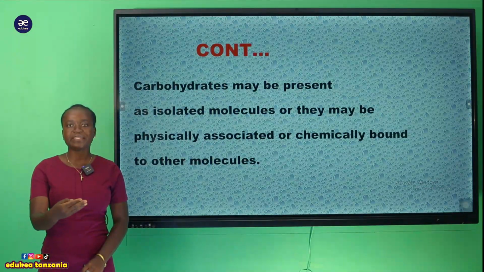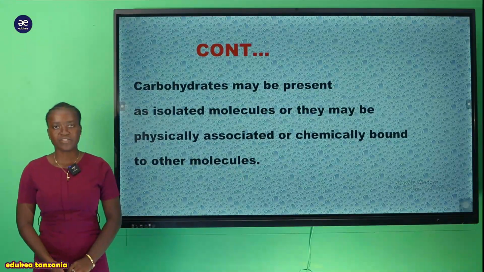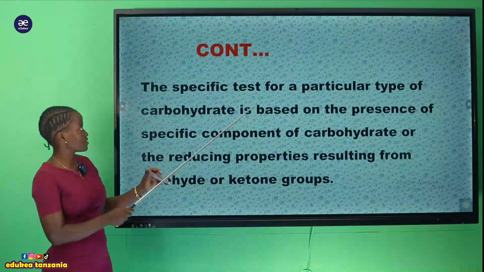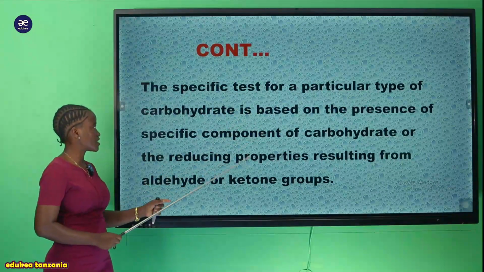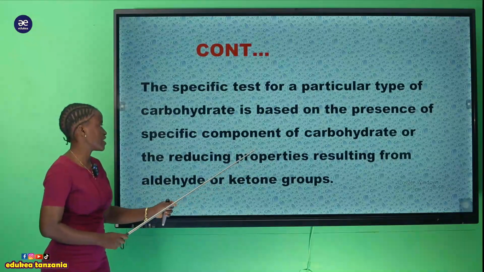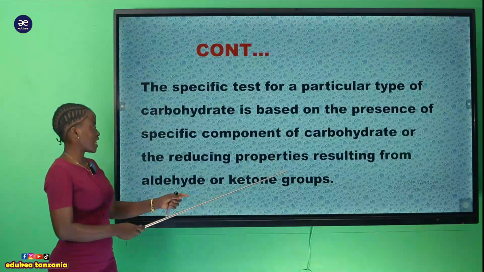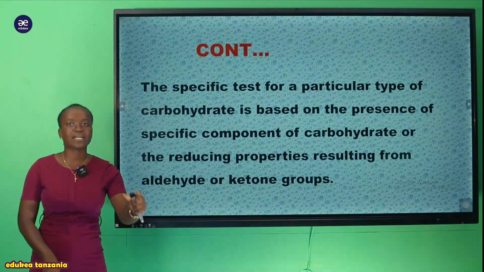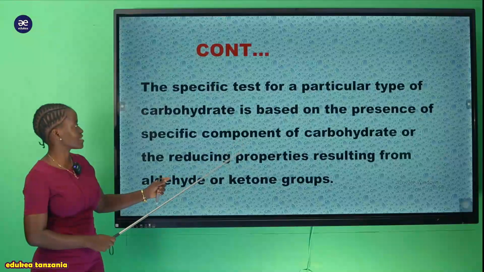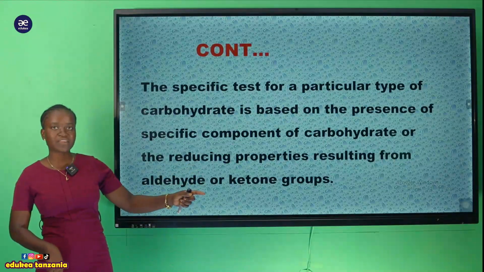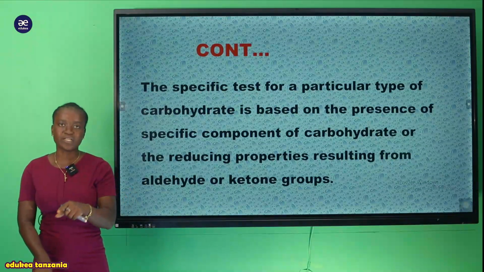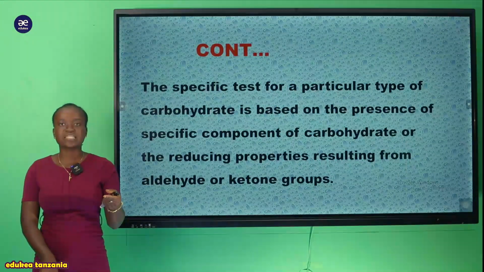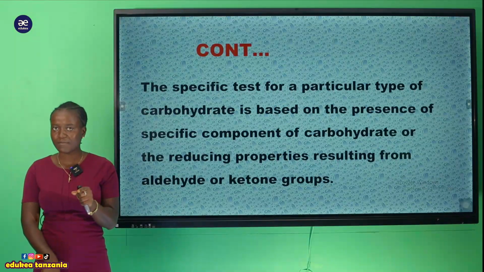So how can you identify the presence of carbohydrate? Here we can simply say that the specific test for a particular type of carbohydrate is based on the presence of a specific component of carbohydrate, or the reducing property resulting from an aldehyde or ketone. You can identify a particular carbohydrate due to the presence of a specific component composed of the carbonyl group, that is the aldehyde and the ketone. That is where you can find that there is a presence of a carbohydrate.